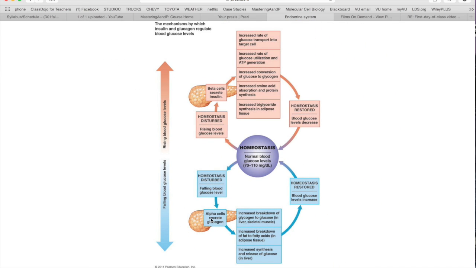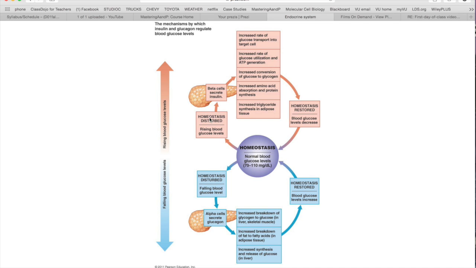So this shows that in table form. If blood glucose levels fall, we release glucagon. It's going to break down glycogen, increase the breakdown of fat to fatty acids, and increase the synthesis and release of glucose in the liver, to get blood glucose back to normal.